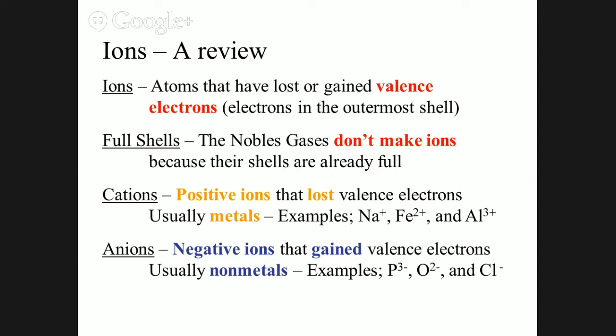And then there are anions. The negative ones have gained valence electrons. These are usually the non-metals. Examples are phosphorus 3-, oxygen 2-, and chlorine -. Again, the exponent is negative for gaining valence electrons, with the number telling you how many they have gained. So you can tell right off the bat that it'll be really important to distinguish the metals and the non-metals.